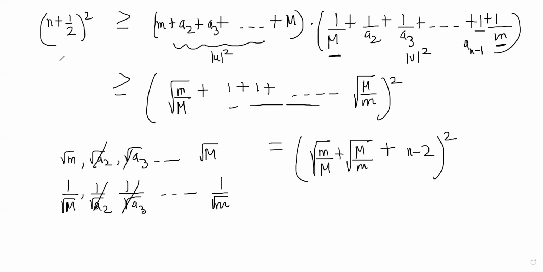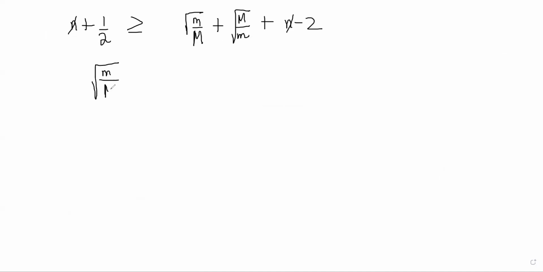Now we have this inequality, (n plus half) whole square is greater than or equal to this. So taking the square root, we can say that n plus half is greater than or equal to root small m by capital M plus root capital M by small m plus n minus 2. So from here, n gets cancelled and we get root small m by capital M plus root capital M by small m is, not greater than or equal to, it's less than or equal to 5 by 2, because this is coming less than or equal to 2 plus half, which is 5 by 2.